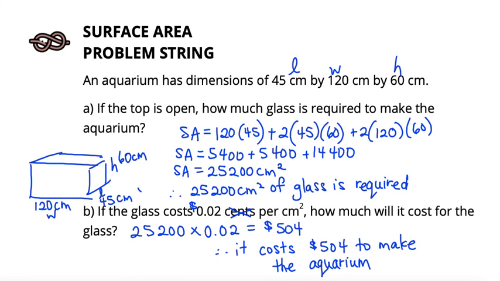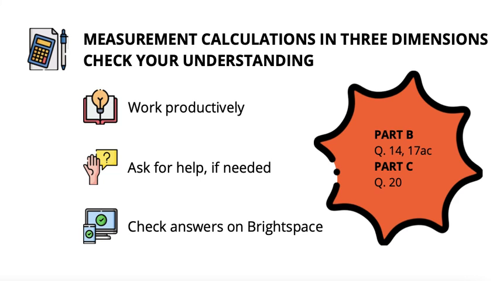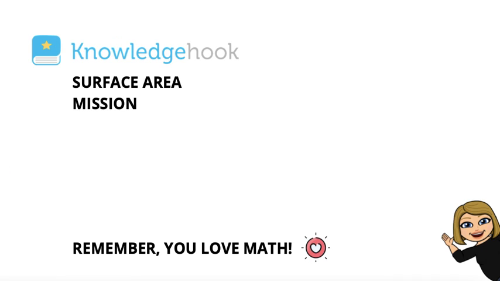So now I want you to try some of the questions from the Check Your Understanding sheet, Part B, questions 14 to 17 A to C, and Part C, question number 20. When you are finished those and you've checked your answer on Brightspace, or you've asked for help if you need it, then I want you to work on the surface area mission from Knowledge Hook, and go from there.